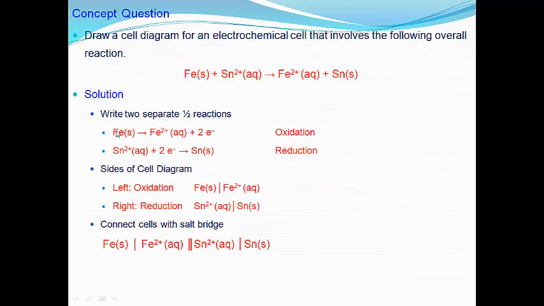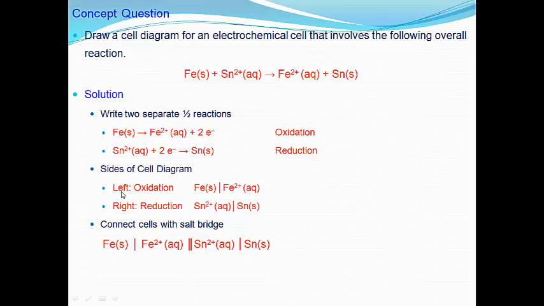And so for this solution we have our two half cells, or two half reactions. Here we have iron solid to give us iron 2 plus plus 2e, which is indicating oxidation, and then we have tin 2 plus plus 2e to give us tin solid, which is reduction. Now we need to determine the sides of the cell diagram that each reaction is to occur on.